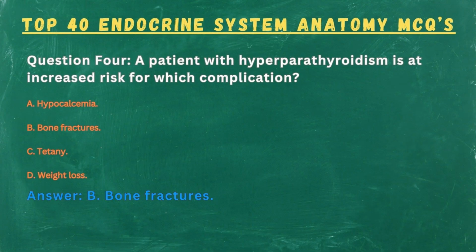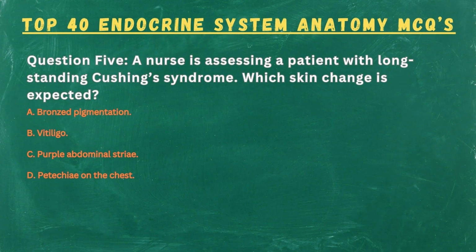Answer: B. Bone fractures. Question 5. A nurse is assessing a patient with long-standing Cushing syndrome. Which skin change is expected? A. Bronzed pigmentation. B. Vitiligo. C. Purple abdominal striae. D. Petechiae on the chest.